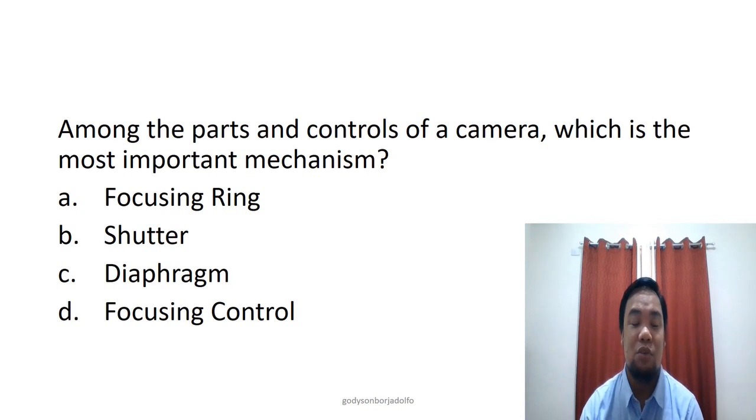button. So your shutter is the door, and the diaphragm is also a part of the camera. So the diaphragm is the window of your camera. So the last one is the focusing control. So take note, the answer here as the most important mechanism of the camera is your focusing control, letter D.